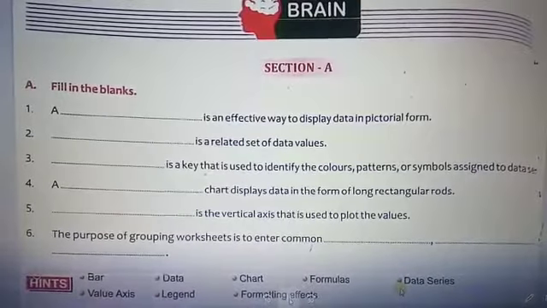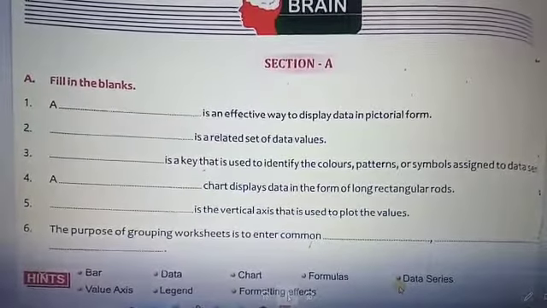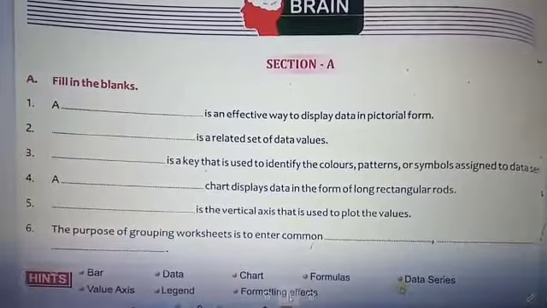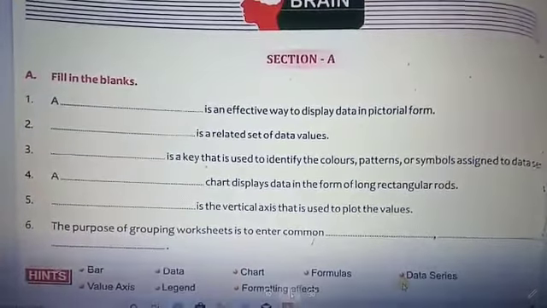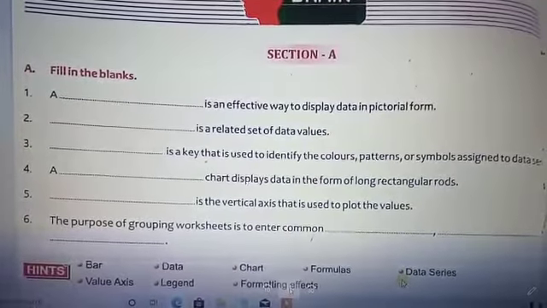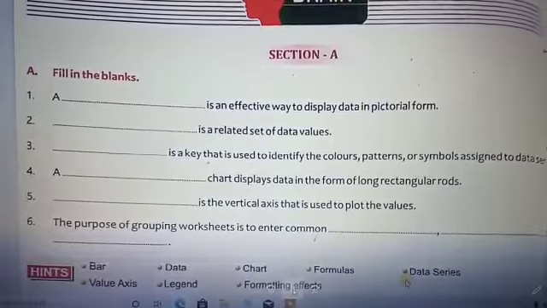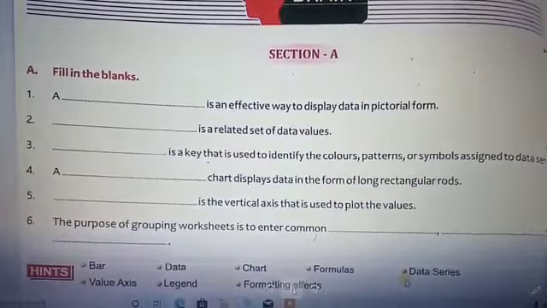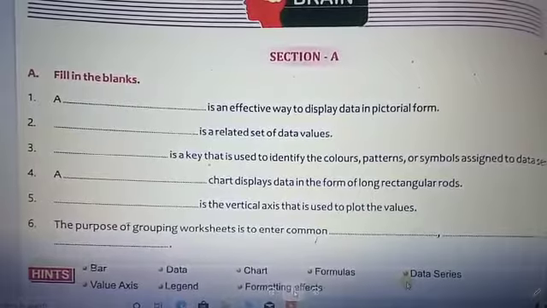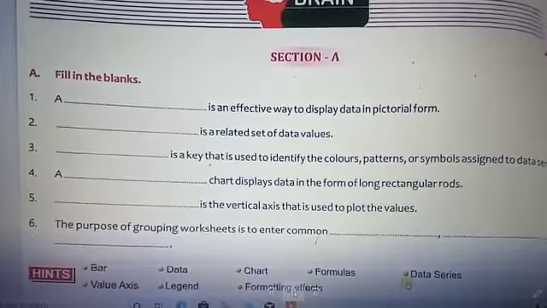The second one: dash is a related set of data values. That is the data series. Data series is collective, so whatever data you can represent in the X format and the Y format is collectively known as data series. So the second one, data series, is the right answer. The third is: dash is a key that is used to identify the color patterns or symbols assigned to a data set. That is the legend.